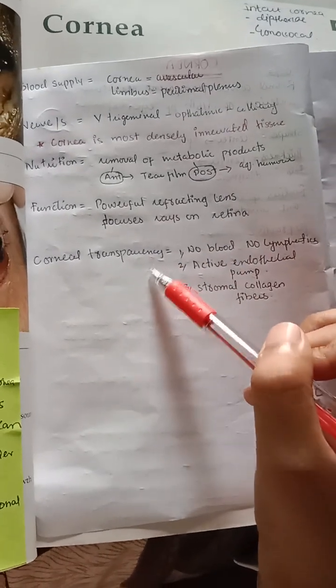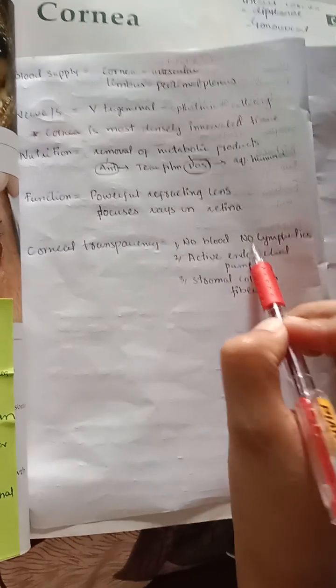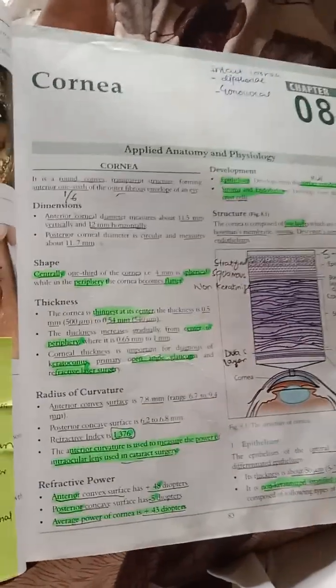Corneal transparency. How can the cornea be so transparent? Because it has no blood vessels or lymphatics, it has an active endothelial pump, and it has stromal collagen fibers. So that's all for the quick review regarding the anatomy and physiology of the cornea.